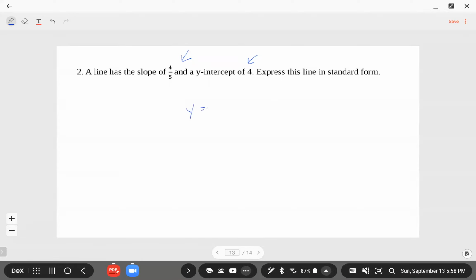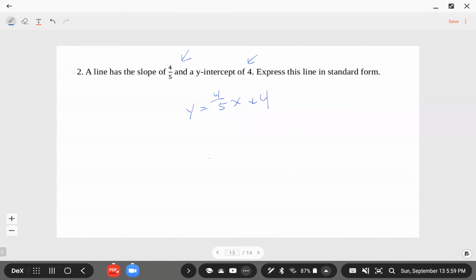We have our slope, right? y equals 4 divided by 5 x plus 4. But none of you actually converted it to standard form. Okay. Maybe you don't know how to. So now I'll show you how to convert it to standard form. Remember, standard form is in this way. Okay. Ax plus by equals c.